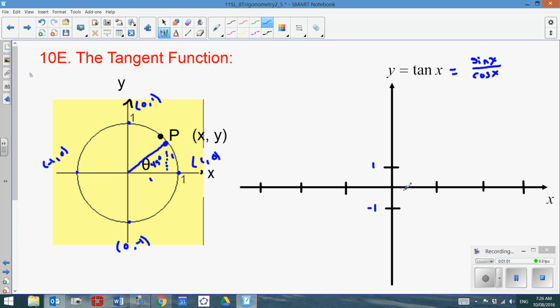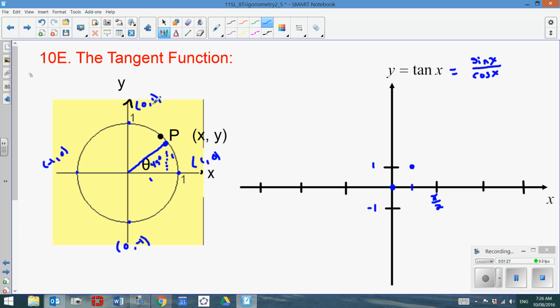So let's see what happens when we actually map this out. Let's say we start at 0. Sine divided by cosine, 0 divided by 1 will be 0. So we do have a point at 0, 0. Let's go to pi over 4. So we'll go halfway between 0 and pi over 2. At pi over 4, we have 1 divided by 1. So we have a y value on our graph of 1.